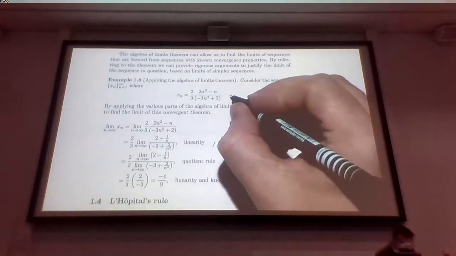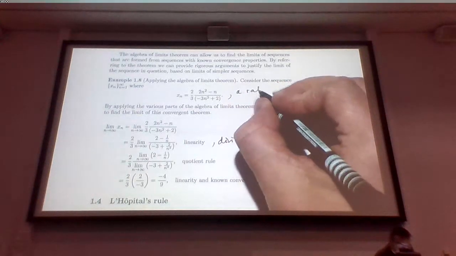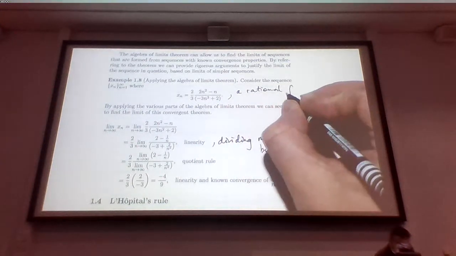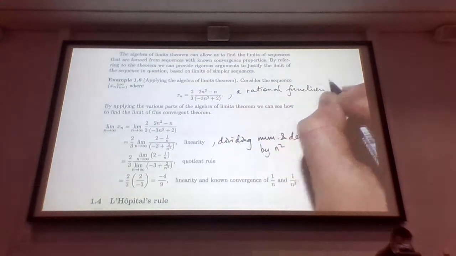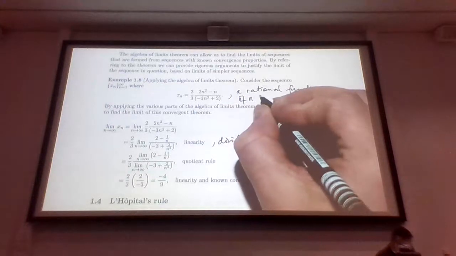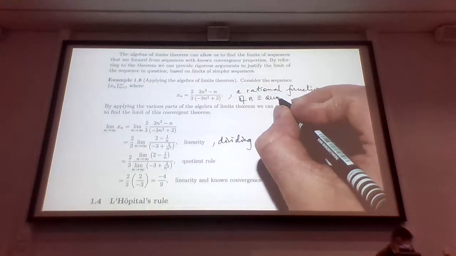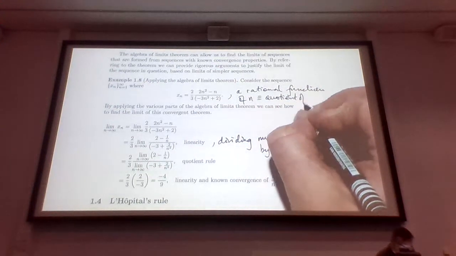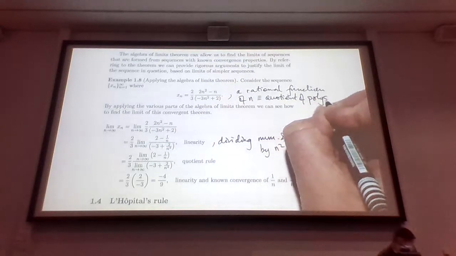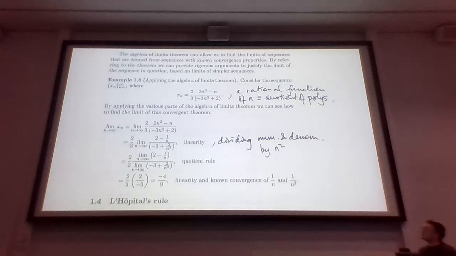Okay? So a rational function of n means a quotient of polynomials. Okay, a rational function of n is a quotient of polynomials. One polynomial in n divided by another. This approach can more or less be applied to any such sequence.